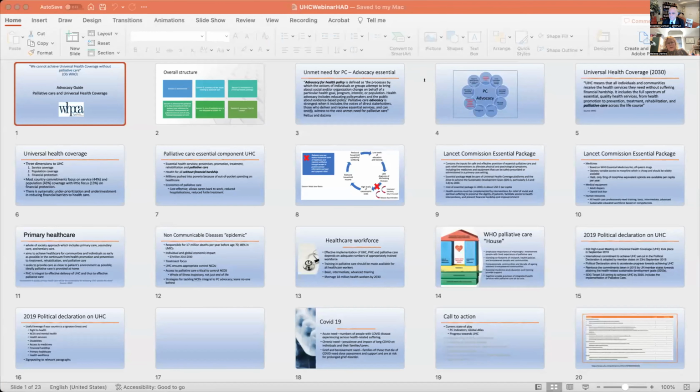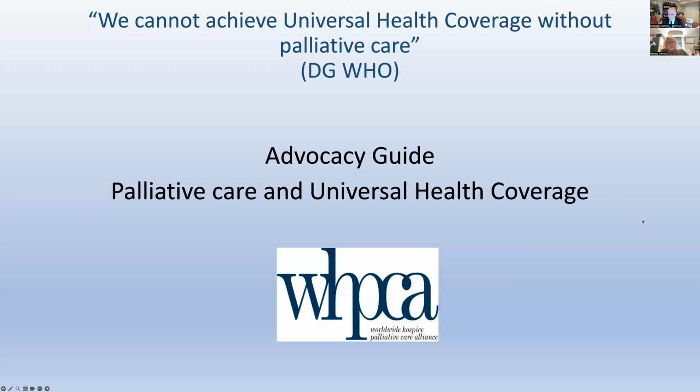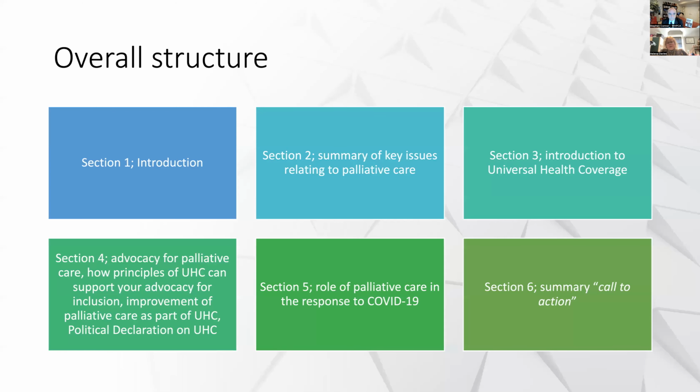I'm Helena Davies, and I'm the Advocacy Officer for the WHPCA. And this guide is an effort that has been put together by myself and another member of the team at the WHPCA, Tim, who is the project officer. The whole purpose of the guide is to provide an advocacy guide for palliative care to assist you in advocating at a national, regional or local level by using universal health coverage for leverage. Next slide, please. The guide consists of 6 sections. I'm not going to talk much more about palliative care because Stephen's covered that.